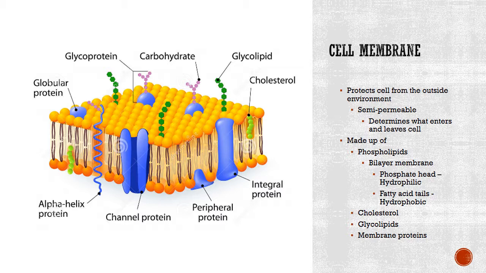We'll start with the cell membrane, which protects the cell from the outside environment. It's semi-permeable, meaning it determines what enters and leaves the cell. It's made up of phospholipids, forming a bilayer membrane made of a phosphate head, which is hydrophilic, meaning it loves water, and fatty acid tails, which are hydrophobic, meaning it hates water. The cell membrane is also made of cholesterol, glycolipids, and membrane proteins.